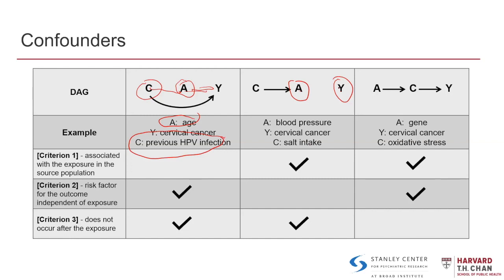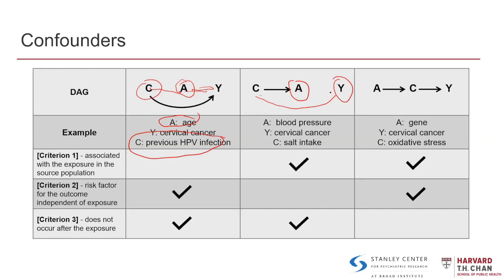However, the second criteria is not met because the potential confounder is not a risk factor for the outcome. It's not a risk factor for the outcome. So it doesn't fulfill the criteria for confounding. Let's look at the last example.